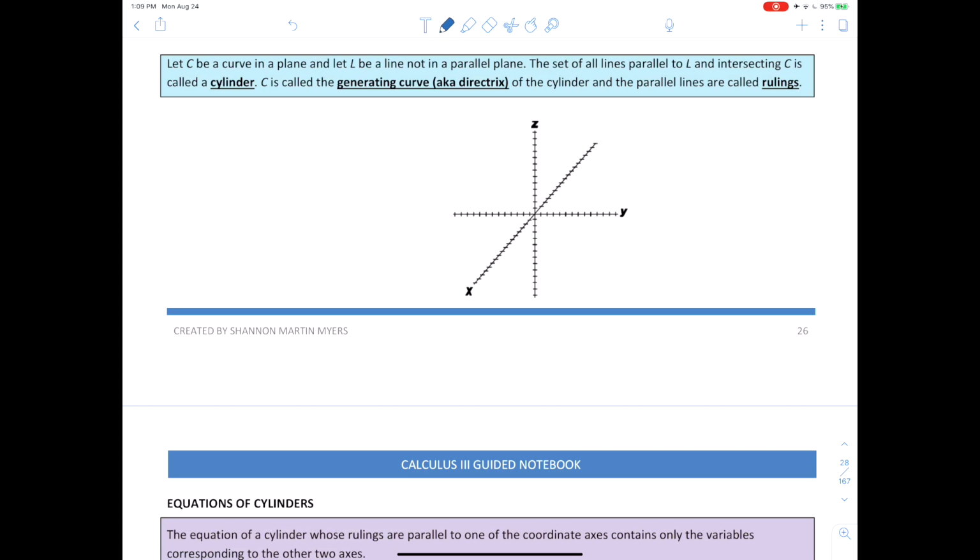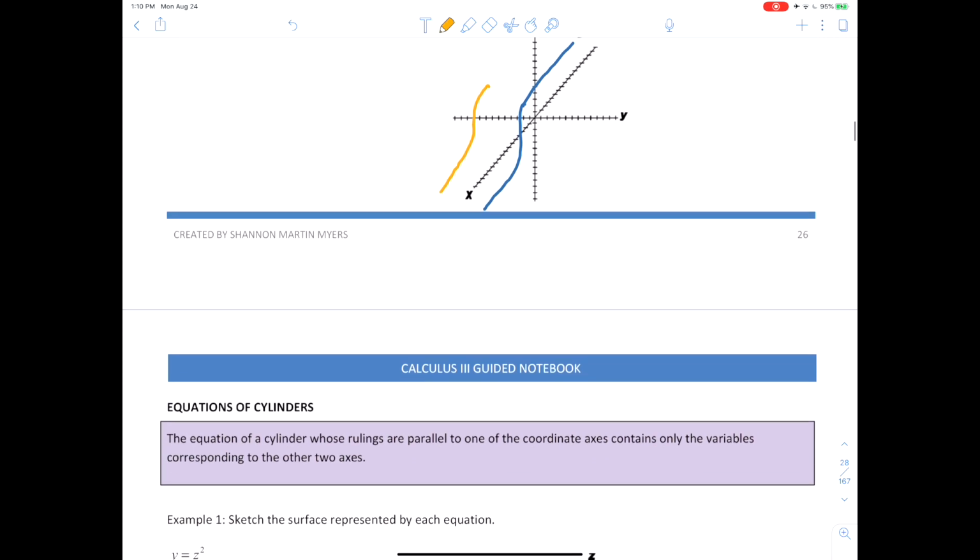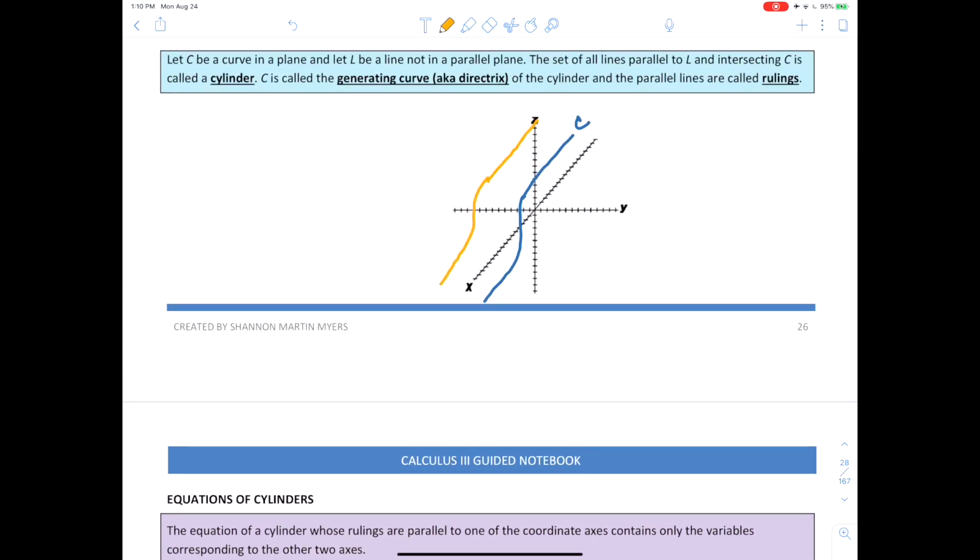Let's check this out. You end up having some sort of generating curve, whatever it looks like, something like this. Call it C, and if we get it to be planar, so let's do something like this. And so this would make some kind of plane. Cool so far? So our generating curve is this guy here. Generating curve is C.